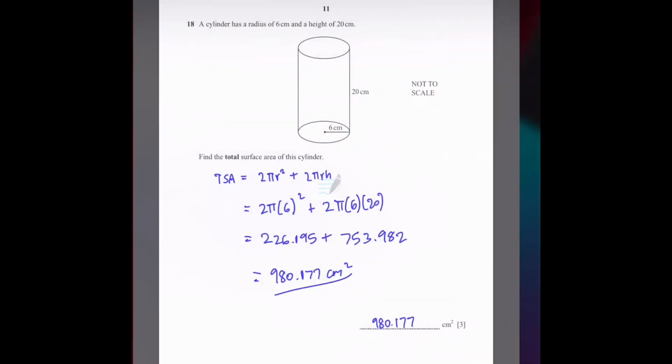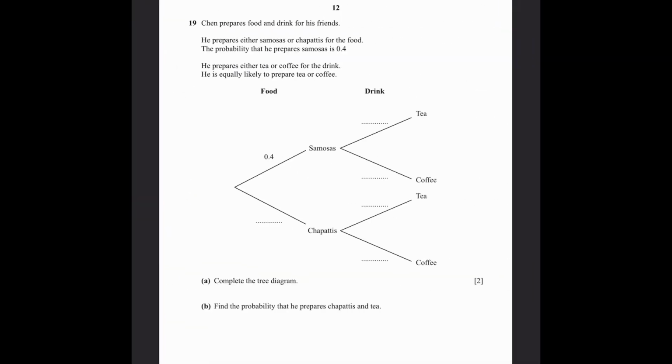Let's go to question 19. Chen prepares food and drink for his friends. He prepares either samosas or chapatis for the food. The probability he prepares samosas is 0.4. He prepares either tea or coffee for a drink. He's equally likely to prepare both. A. Complete the tree diagram over here.